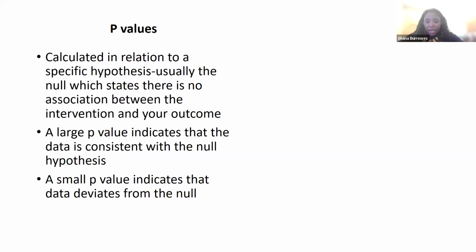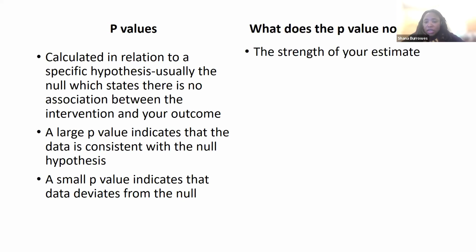So p-values are calculated in relation to a specific hypothesis, usually your null hypothesis. And we see p-values all the time. We love the less than 0.05 is usually considered statistically significant. And so a large p-value usually indicates that your data is consistent with a null hypothesis, and a small p-value usually indicates that your data deviates from the null. What your p-value does not tell you is the strength of your estimate.